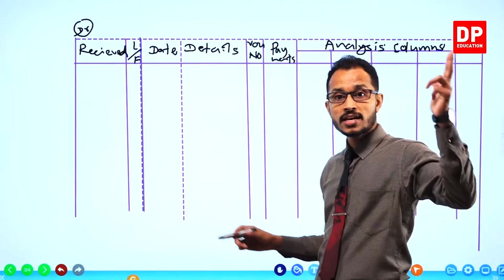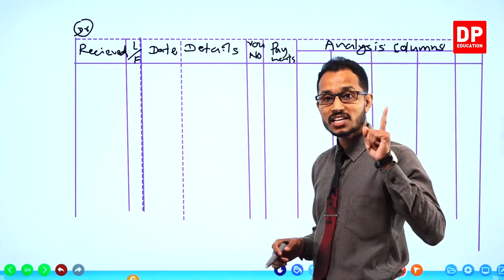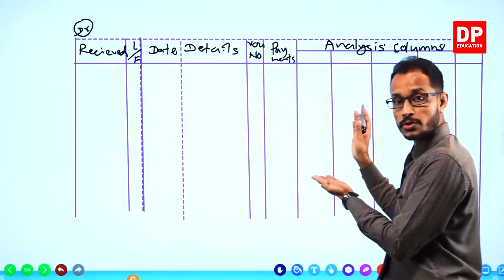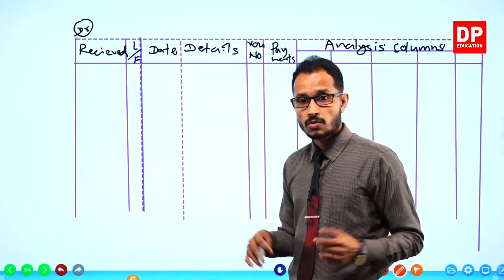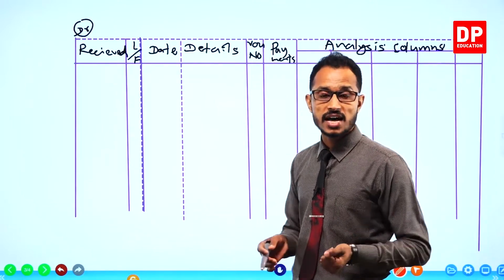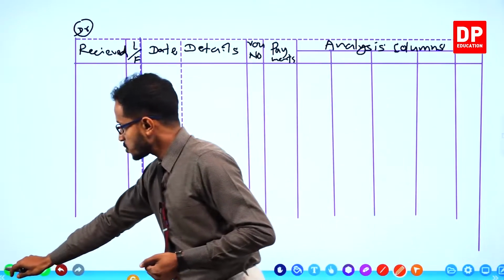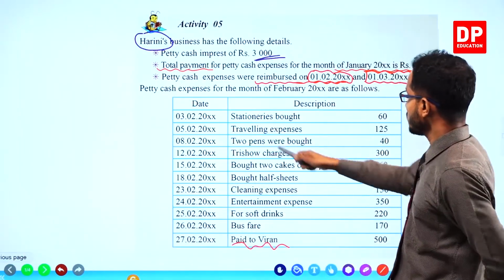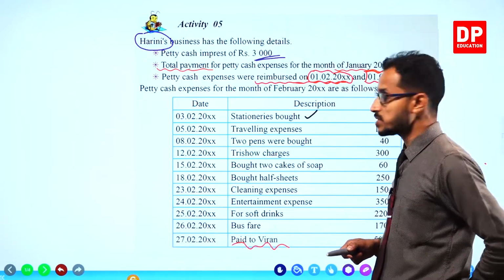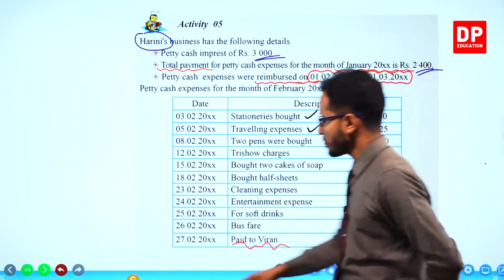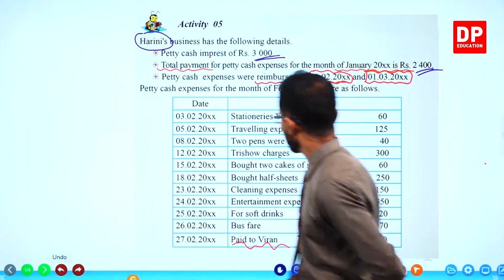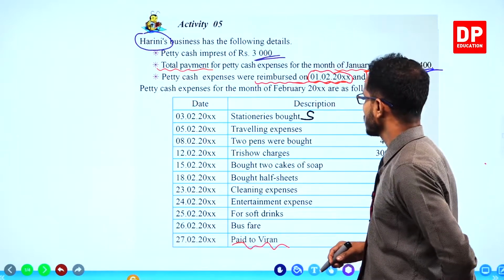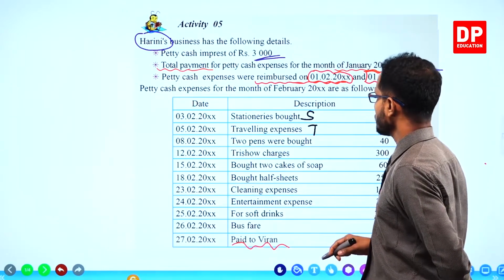Now you should look at the petty cash payments, because to name the analysis columns, you should decide first what payments are there. All right. Let's look at the petty cash payments. We have stationery. 1 stationery expense, 1 traveling expense. We'll put S for stationery, T for traveling.